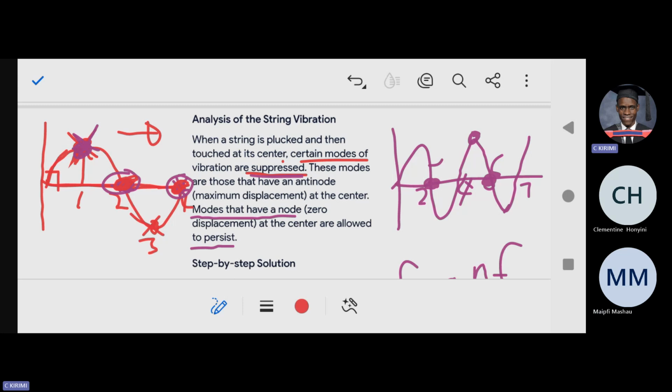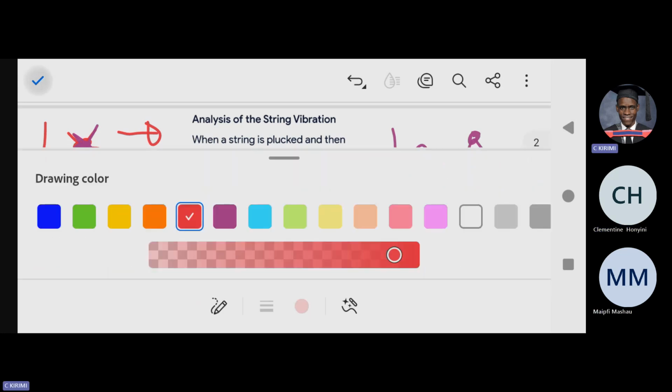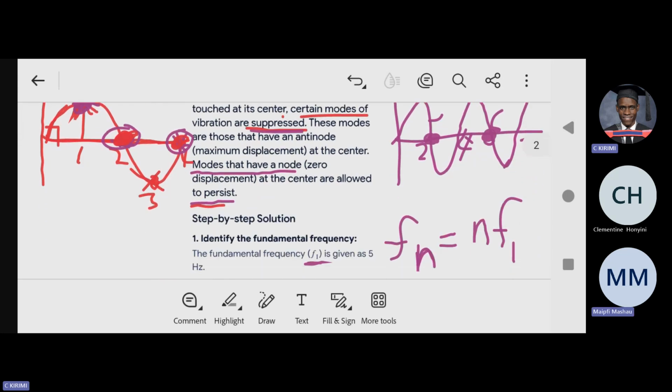So that's where it persists, the harmonics persist at this point where there is a zero displacement. So we have explained from the theoretical part first, before you just punch in numbers. You can't just punch.